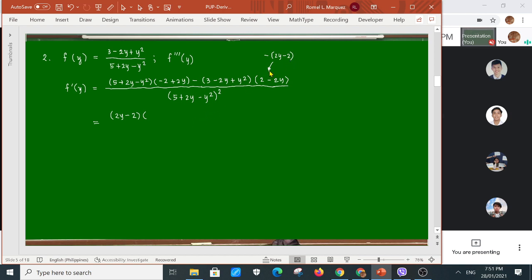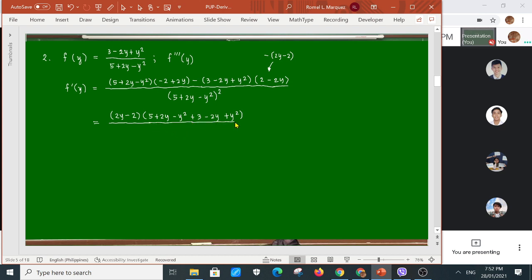But don't forget, there is a negative. If I remove 2y minus 2, what is left here? Here, 5 plus 2y minus y squared. What about here? Negative. I removed it already. Negative, negative, positive. So, I will just copy the inside: positive 3, negative 2y, plus y squared. Again, children, why did I just copy the inside? Negative, negative, positive. So, just the inside.